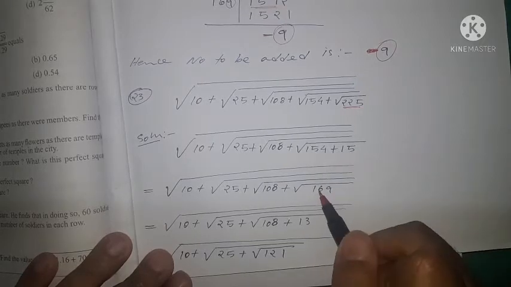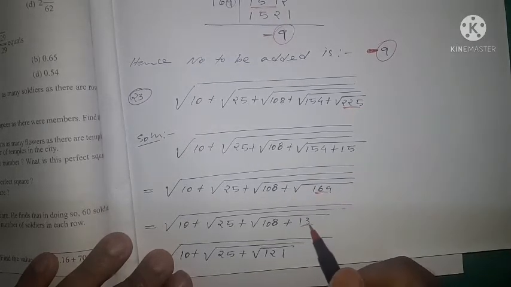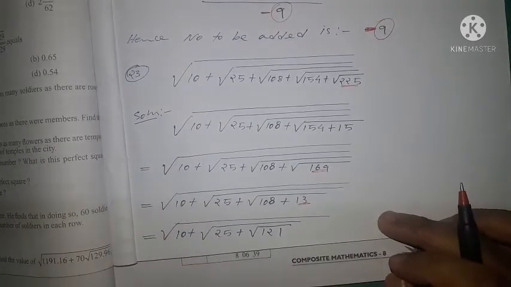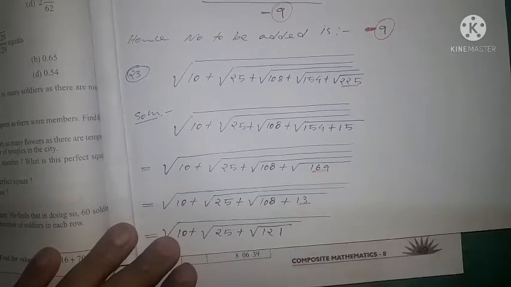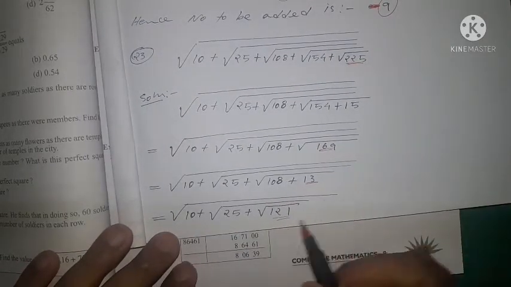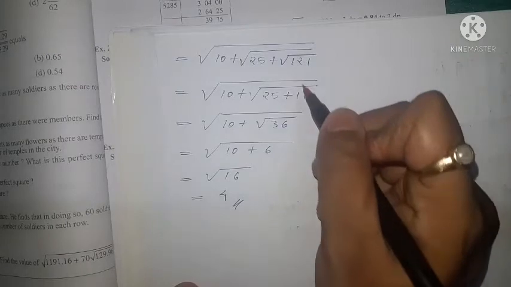If we add both, we will get 169. Now root over 169 is 13. If you can remember the table, as I already asked you to remember up to 30. So root over 169 is 13. Similarly, if we add these two, we will get 121. So root over 121 is 11. Here we have written root over 121 is 11.